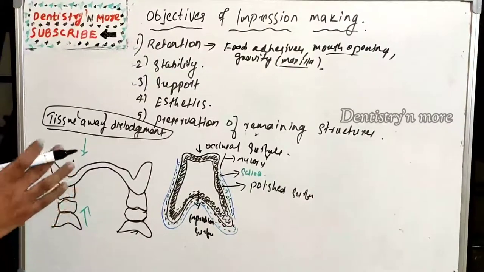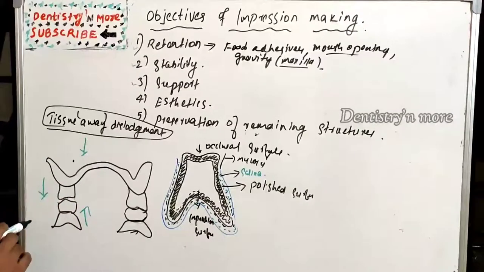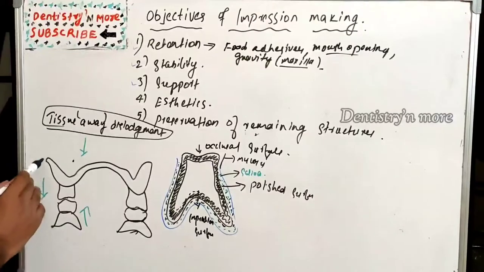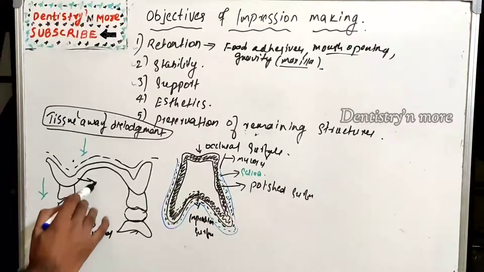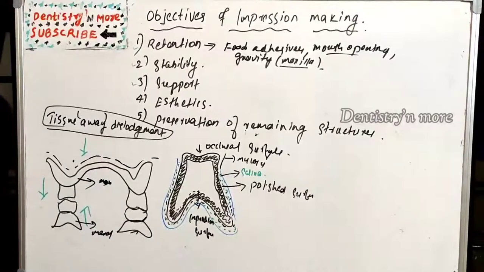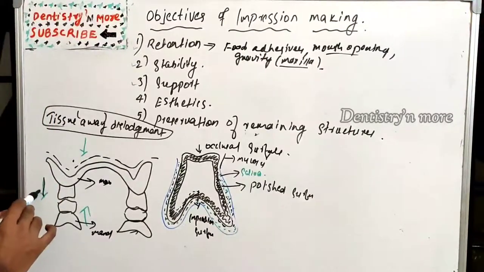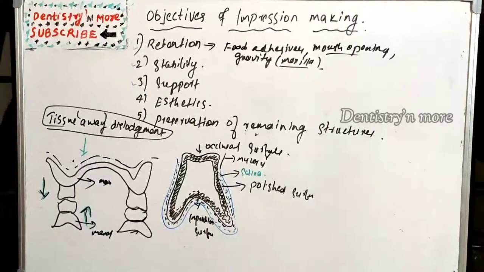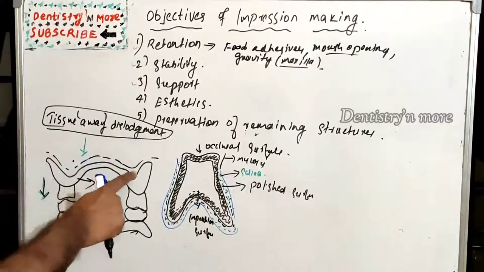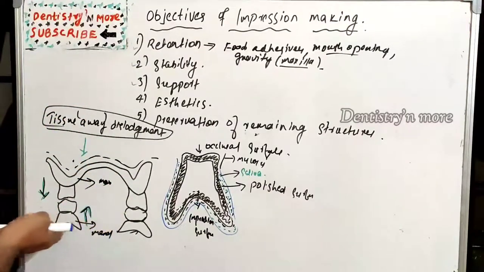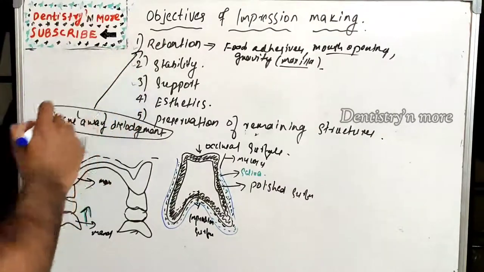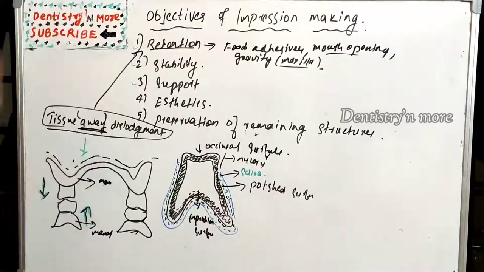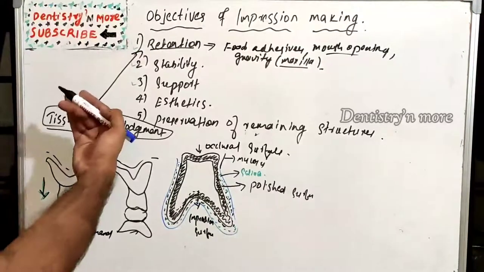So it is the ability of the denture to resist displacement against the vertical forces, that is tissue away dislodgement. So we have tissue here, this is a maxilla denture, and this is the mandible denture. So there will be vertical forces like this, that is tissue away dislodgement. So this is the tissue and the denture is moving away from the tissue. In the mandible, the denture is going up, that is a tissue away dislodgement, that is retention. Don't get confused, this is retention, that is, it is moving away from the tissue, that is from maxilla or mandible.